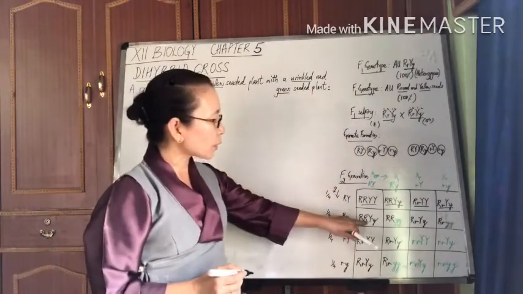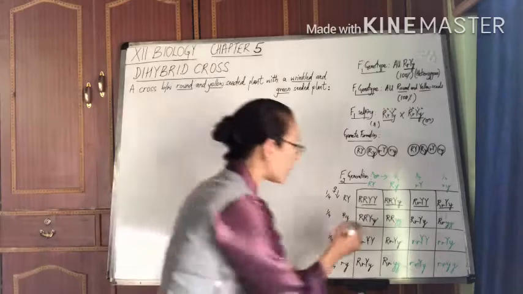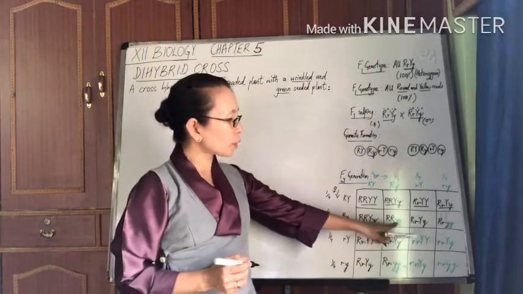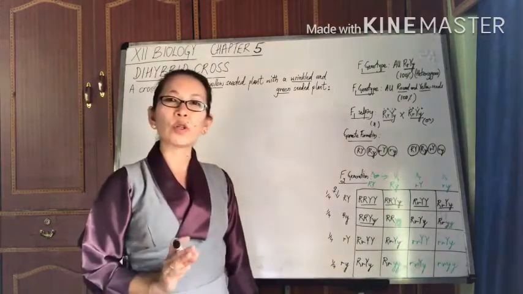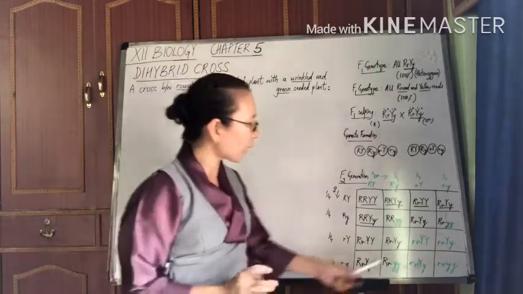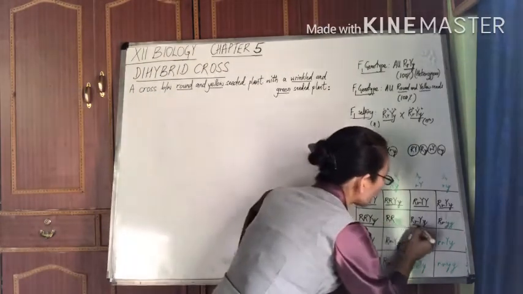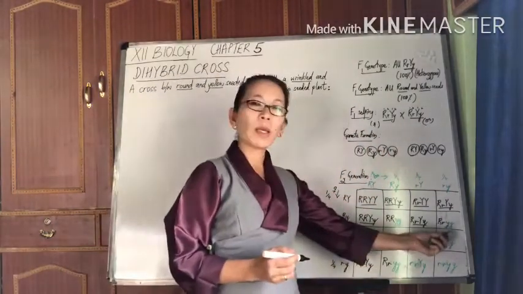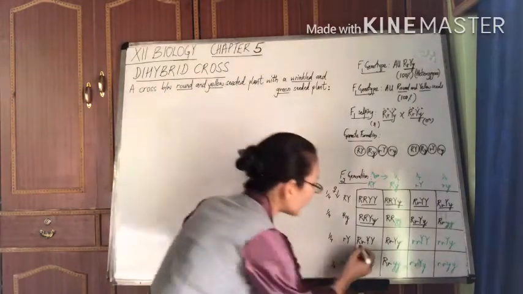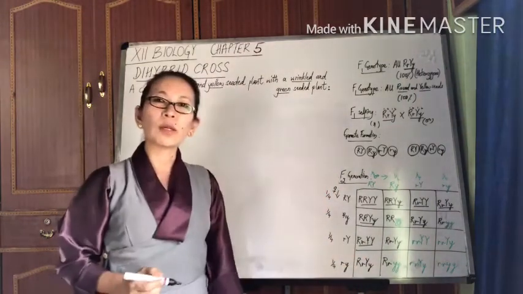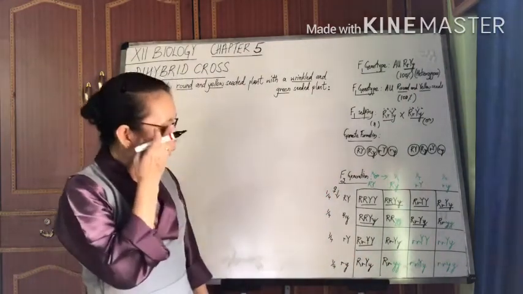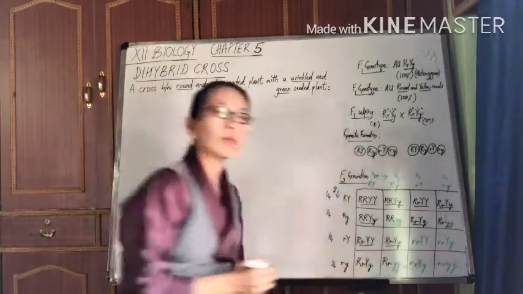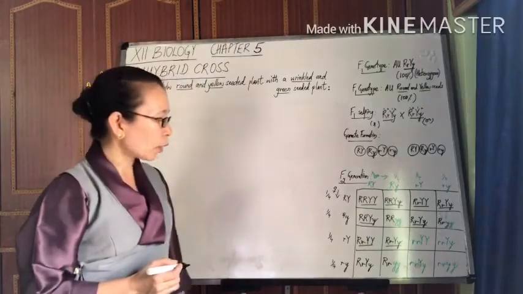Then next one, capital R, capital Y, small y. It's going to be round yellow. Now this capital R, small y, small y is not round yellow, right? So let's skip that. Again we come to capital R, capital Y, small y. This is round yellow. Then this cannot be yellow. Next one, here we have another round yellow, capital R, capital Y. And the next one, capital R, capital Y, small y, heterozygous round yellow.